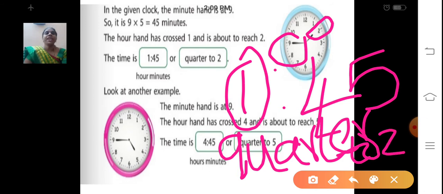How to say this time? The time is 1:45, but it didn't reach 2. How do we write it in other words? Quarter to means 15 minutes are there. Quarter means 15 minutes, right? So 15 minutes are there to reach 2 o'clock, correct? So don't write quarter to 1. It has already crossed 1 fully. Now it is going to reach 2 o'clock. How many minutes are there to reach 2 o'clock? 15 minutes. So don't write quarter to 1. That is wrong. It is quarter to 2.